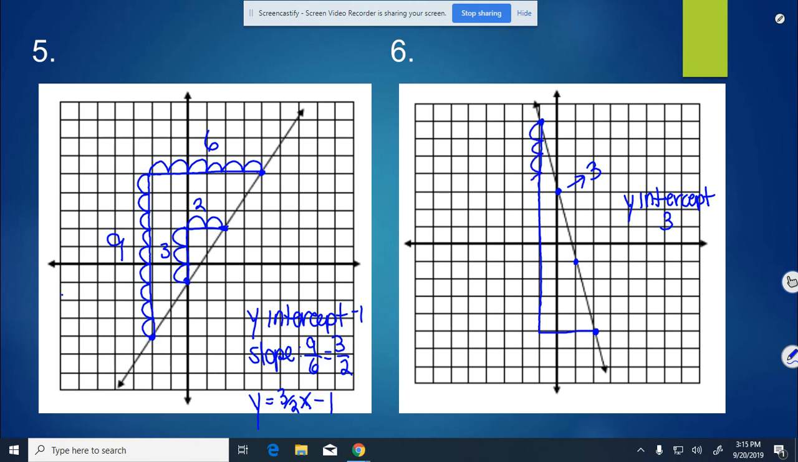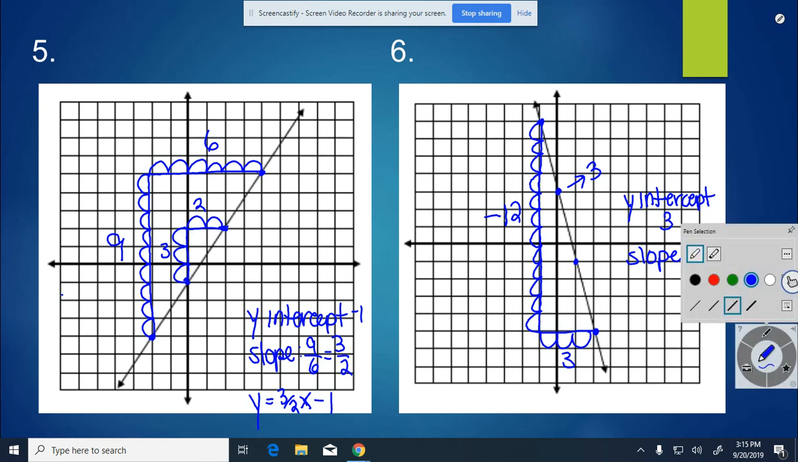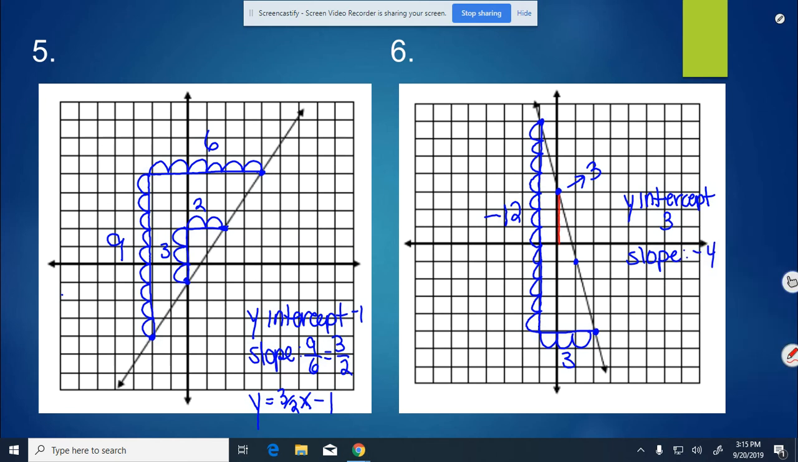1, 2, 3, 4, 5, 6, 7, 8, 9, 10, 11, 12. So it's negative 12 over 1, 2, 3 over 3. So our slope is negative 12 divided by 3, which is negative 4. And again, if I had decided just to look at 2 of the points that were closest, like these 2, I'm definitely going down 1, 2, 3, 4, and over 1. So it would be negative 4 as the slope.